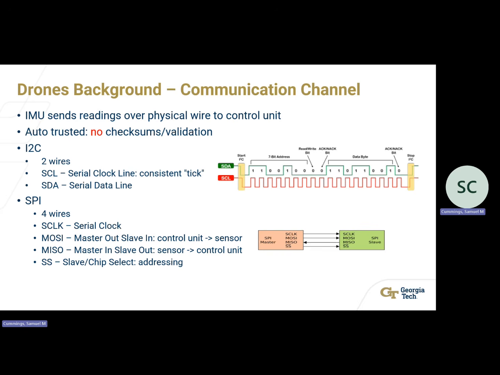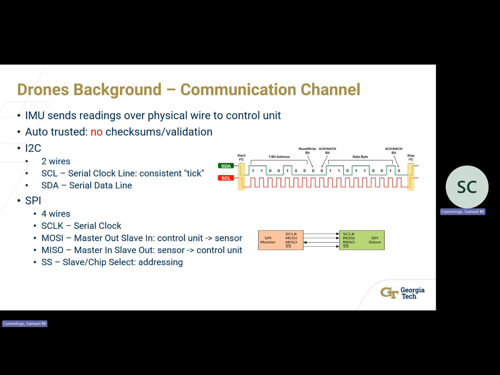There are 2 popular protocols used in the communication channel, the I2C protocol and the SPI protocol. I2C is simpler, but it's a little bit slower. It's only got 2 wires. It has the SCL and the SDA. SCL is the serial clock line. You can think of this as like a metronome for music. It's a consistent tick. And then the SDA is the serial data line. That's the data.